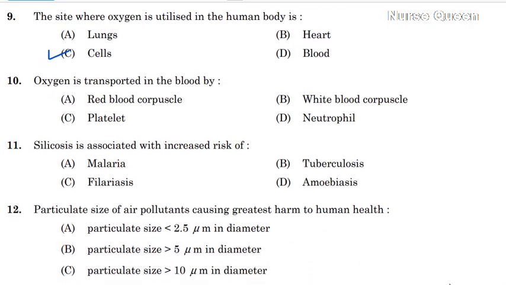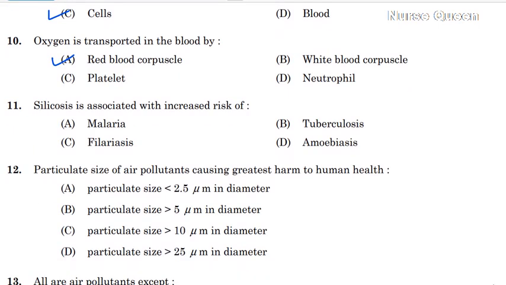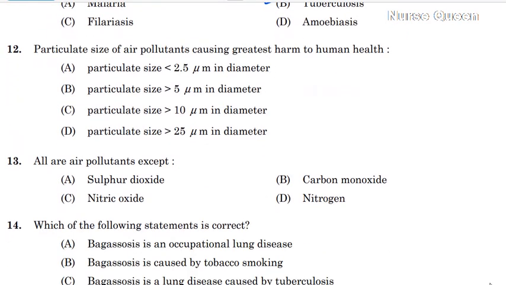Oxygen is transported in the blood by. Correct answer, red blood cells. Silicosis is associated with increased risk of. Correct answer, TB, tuberculosis. Particulate size of air pollutants causing greatest harm to human health. Correct answer, particulate size less than 2.5 millimeter in diameter.